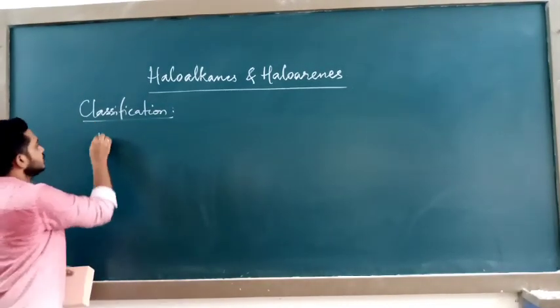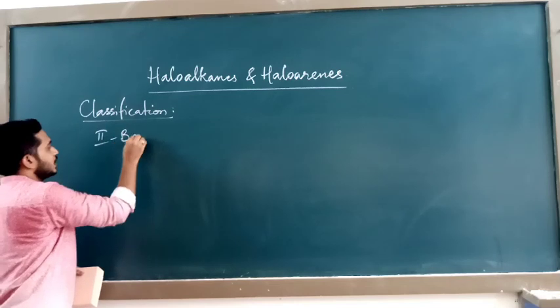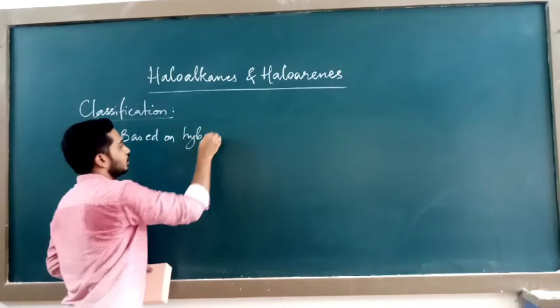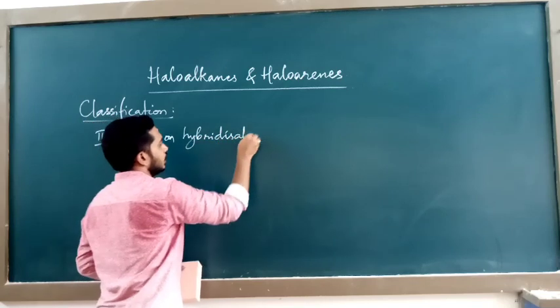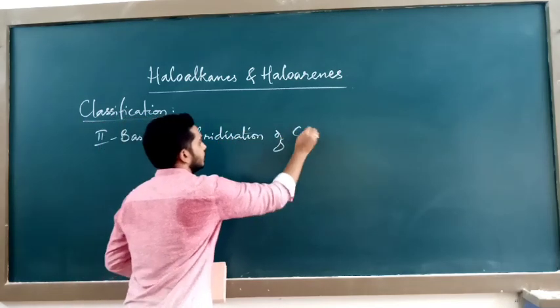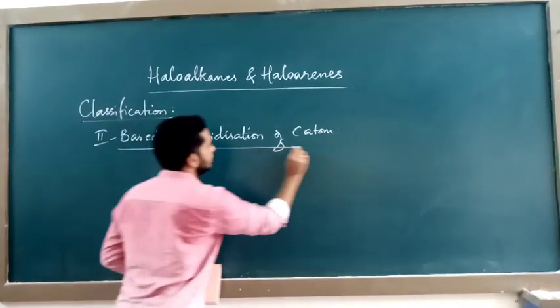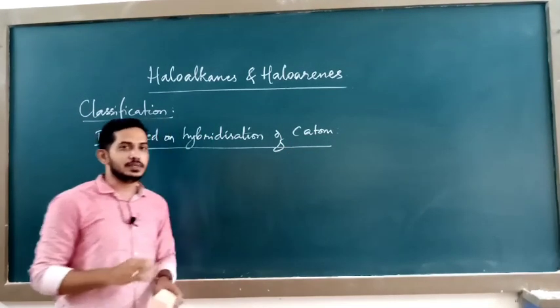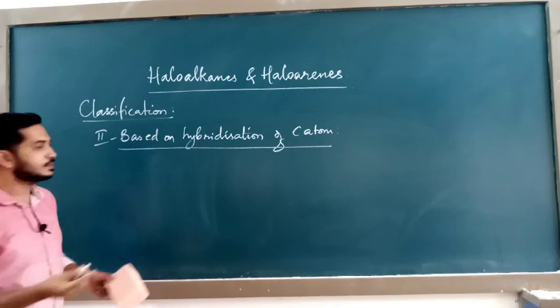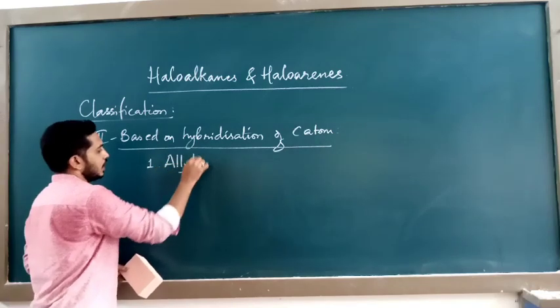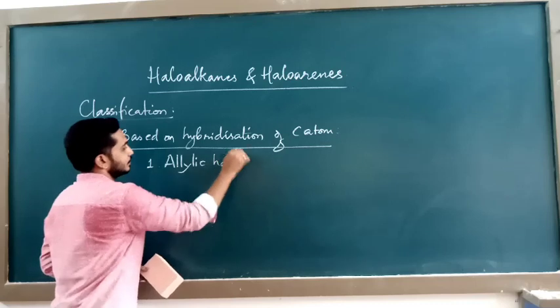The second type is based on the hybridization of the carbon atom to which the halogen atom is attached. There are again different types. One type is allylic halides.